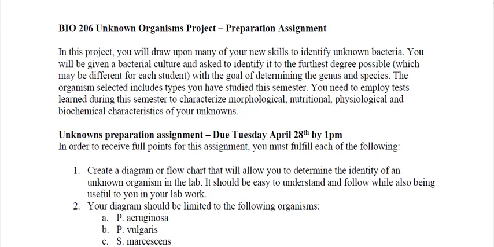Typically, at this point in this semester, what we would be working on is our Unknown Organisms project, which is basically you are given an unknown organism and you have to identify it over the course of the next several weeks. So the way that you would do this is by utilizing your lab notebook that you've been developing throughout the course of the semester. You would have only your lab notebook available to you in the lab room while you're doing your lab work in order to identify your unknown.